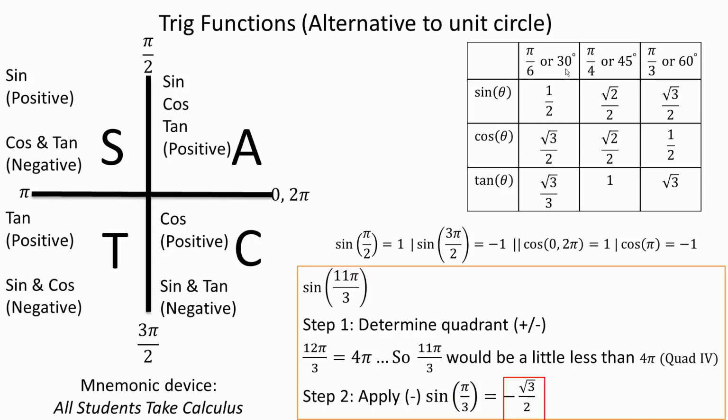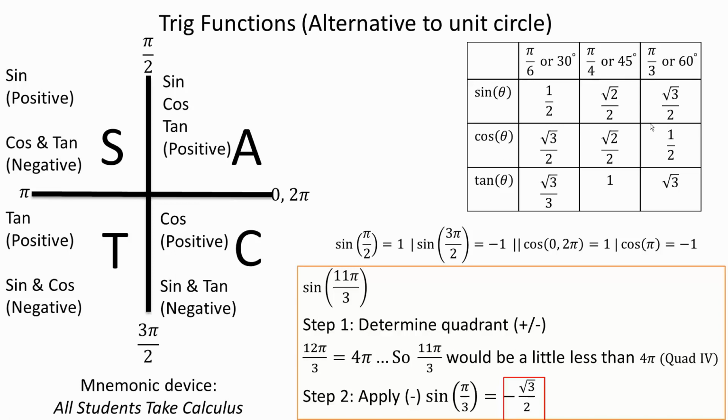Another useful thing to remember is the values for 30, 45, and 60 degrees. Sine 30 corresponds to 1/2. Sine 45 corresponds to the square root of 2 divided by 2. And sine 60 corresponds to the square root of 3 divided by 2. Likewise, cosine 30 corresponds to the square root of 3 divided by 2, cosine 45 to the square root of 2 divided by 2, and cosine 60 to 1/2.